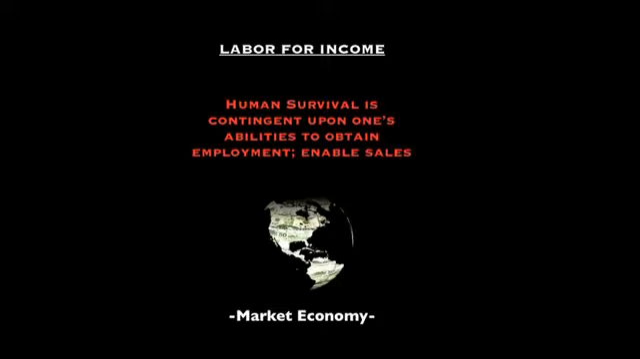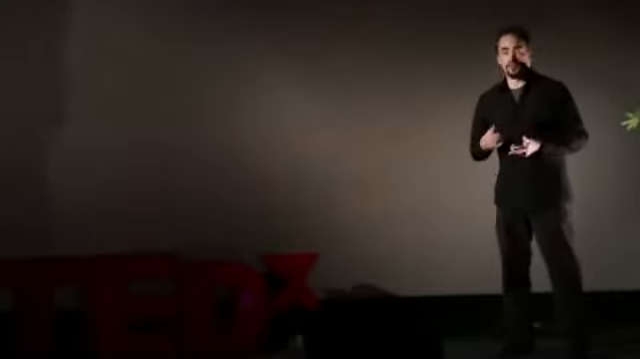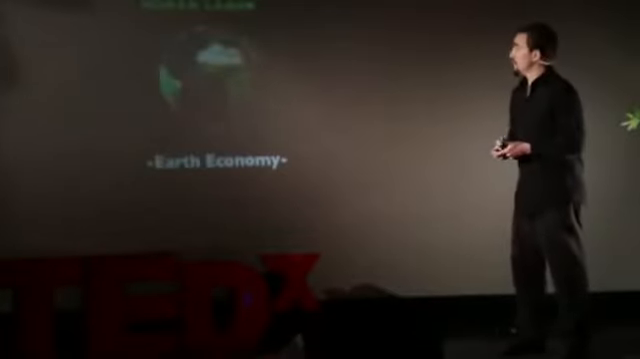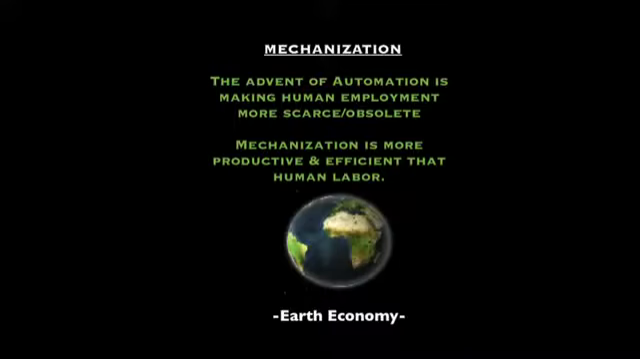Point 6, labor for income. Human survival is today contingent upon one's ability to obtain employment and enable sales. That's your right to life. If you can't get labor, you might as well die because you don't serve an economically efficient role. What does this mean to our development in science and technology?